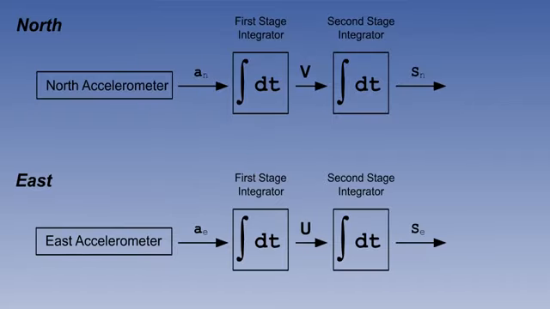The velocities are also passed forward to a second-stage integrator, where they are converted into distance gone, or displacement north and displacement east. These are labelled S subscript n and S subscript e in the picture. It is necessary for the initial position to be input into an INS before use, so that the system knows where it is starting from.